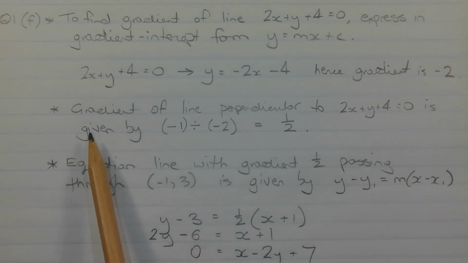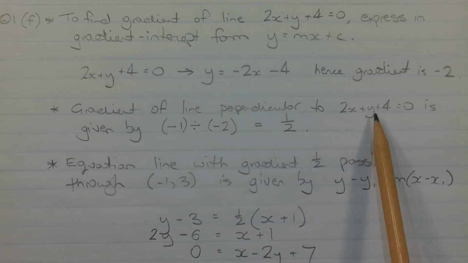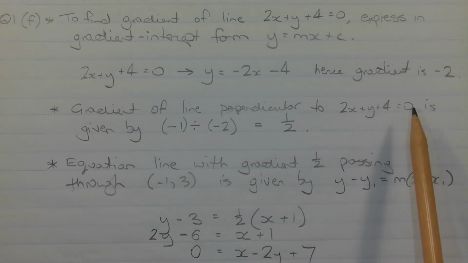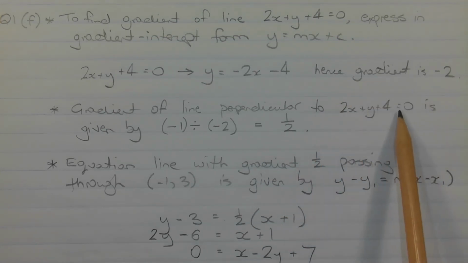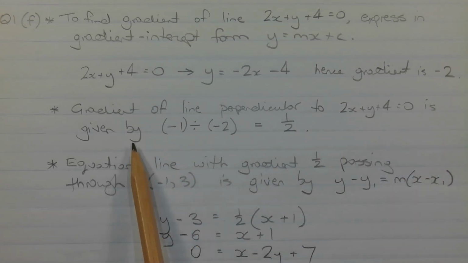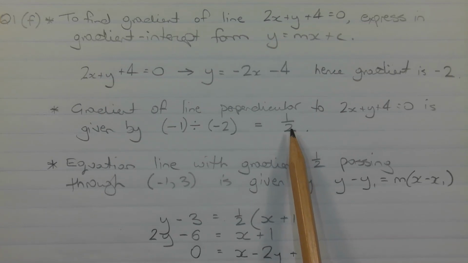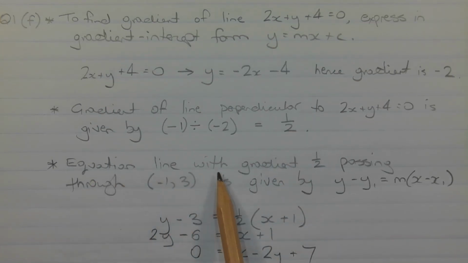Our next step is to find the gradient of a line that's perpendicular to 2x + y + 4 = 0. Now that we've found that the gradient of this line is -2, the gradient of a line that's perpendicular to that is given by -1 divided by the original gradient -2, which gives us positive a half. So our final step is to find the equation of the line with gradient 1/2 passing through the given point (-1, 3).